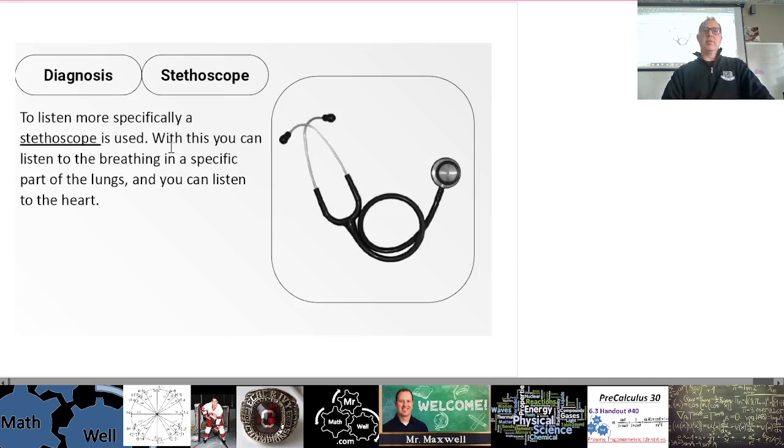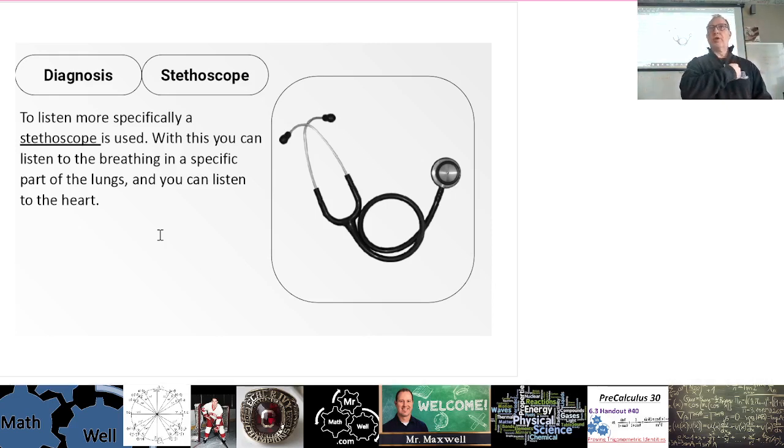To listen more specifically, a stethoscope is used. We know all about that. With this, you can listen to breathing in a specific part of the lungs, and you can listen to the heart as well. I'm sure you've all been to the doctor and maybe remember them using the stethoscope on your back and your chest, and they would move that around so they could hear different parts of your lung while you take big breaths, right? So breathe deeply, they say, and they move it around while you're breathing so they can hear different parts of your lungs.